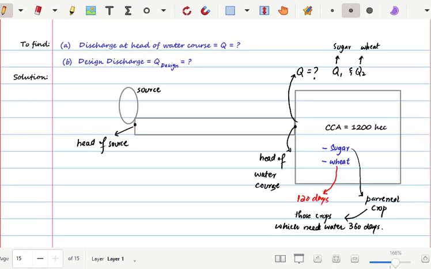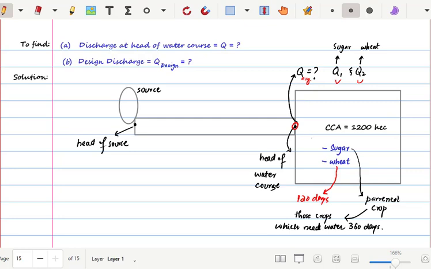So that means that the Q for sugar is going to be different, and for wheat the Q value is going to be different. So we will find the Q for sugar and then Q for wheat. Then we will combine those, add up both Q1 and Q2. Then we will get the Q at our head of water course. Got it? This is for part 1. But for part 2, the sum of these two is going to be Q average. We cannot consider it as a Q design.